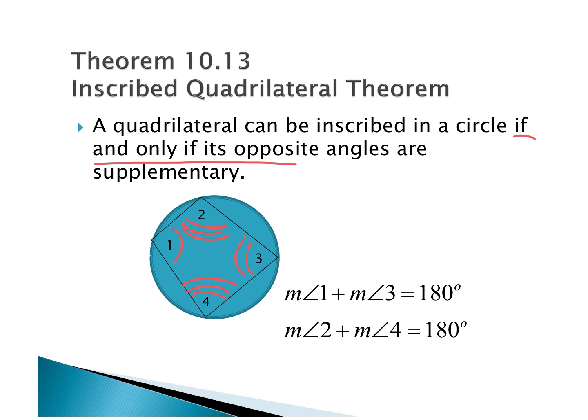Obviously, you could inscribe a square because opposite angles are 90 degrees on all four, and opposite angles would be supplementary.